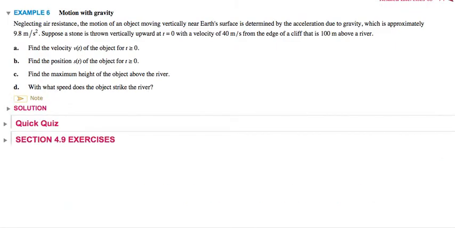Example 6 talks about motion with gravity. Neglecting air resistance, the motion of an object moving vertically near Earth's surface is determined by the acceleration due to gravity, which is about 9.8 meters per second per second. If we throw a stone vertically upward at time equals 0, with a velocity of 40 meters per second, from the edge of a cliff that's 100 meters above a river, we want to find the velocity of the object for time greater than 0, find the position formula for the object, find the maximum height, and find with what speed the object strikes the river.